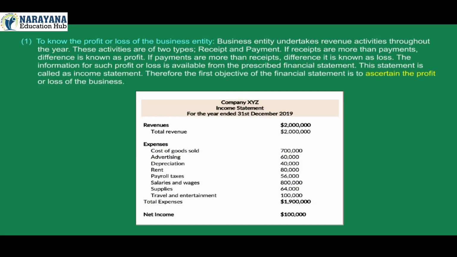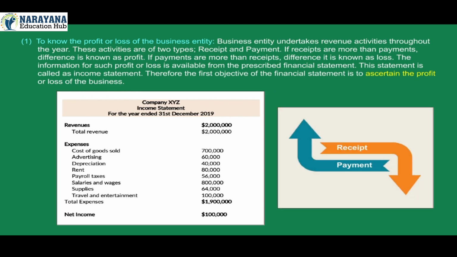1. To know the profit or loss of the business entity. A business entity undertakes revenue activities throughout the year. These activities are of two types: receipt and payment. If receipts are more than payments, the difference is known as profit. If payments are more than receipts, the difference is known as loss. The information for such profit or loss is available from the prescribed financial statement. This statement is called the income statement. Therefore, the first objective of the financial statement is to ascertain the profit or loss of the business.